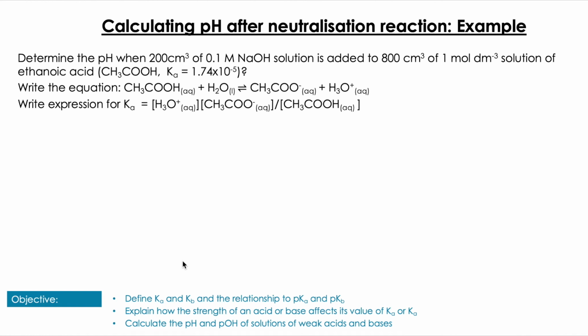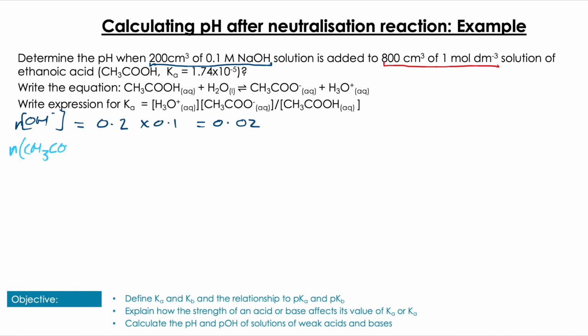Let's try one where we're looking at calculating the pH after a neutralization reaction. Here it tells us we had a concentration and volume of NaOH that reacted with a concentration and volume of ethanoic acid, and it wants us to tell it the pH at the end. I've got a strong base here, so I'm just going to calculate my number of moles of base. I can do that by taking the volume and concentration, multiplying them together to give me 0.02. I'm going to calculate my number of moles of ethanoic acid, which is going to be 0.8.